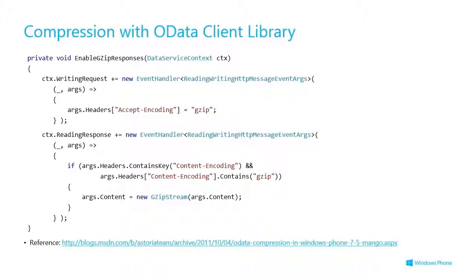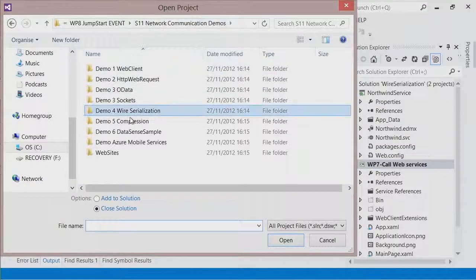You can add an event handler for the writing request and reading response methods, which allows you to hook into those streams and again use the gzip stream. The top one is to add that accept-encoding header, and the bottom one is how you would then unzip the response. A very quick little demo which I've got for you for that. Open project solution.